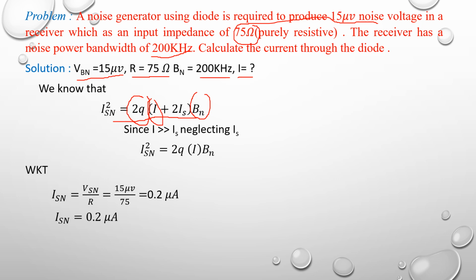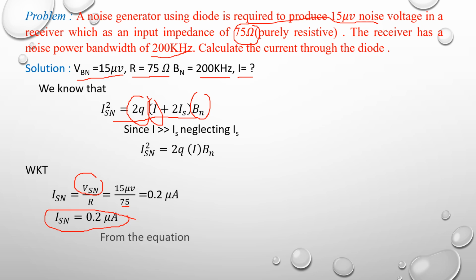Now our intention is to find out I. They have not given any ISN value, so we have to find out ISN. We know that I is equal to V divided by R. With respect to shot noise, ISN is equal to VSN by R. They are given VSN is equal to 15 microvolt and R is equal to 75 ohm. So we get ISN is equal to 0.2 microamps.